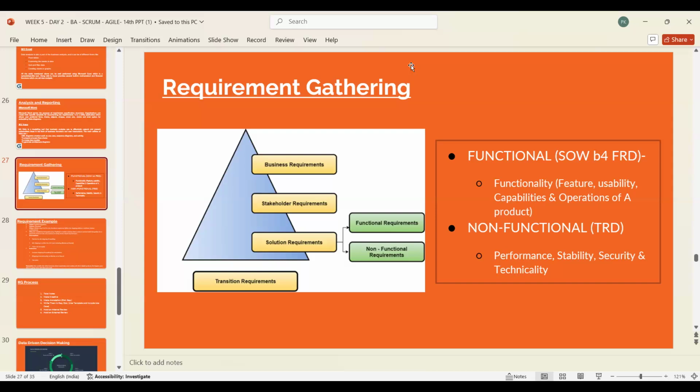So your safety and security matters a lot. Though it is not a visible aspect, it is a very important underlying aspect, right? So this all comes in non-functional. That is a technical requirement document. Okay, it is all mentioned. So this is a part of technicality.